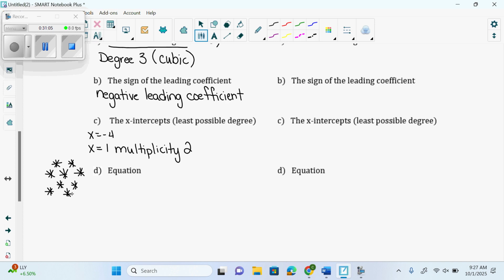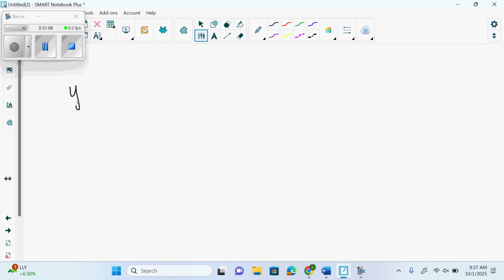All right. Side note, caveat. Y equals x plus 2 times x minus 3 squared. Type that into your calculator.